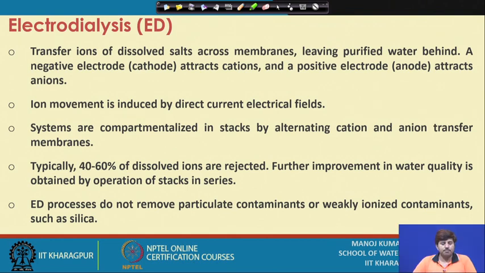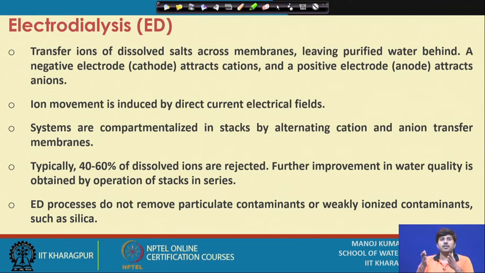The other membrane process, which is used particularly in industries again for the tertiary treatment of wastewater, is electrodialysis. Electrodialysis is a process where the ions dissolved in the water, various different types of ions, cross through membranes. These membranes are ion selective membranes.